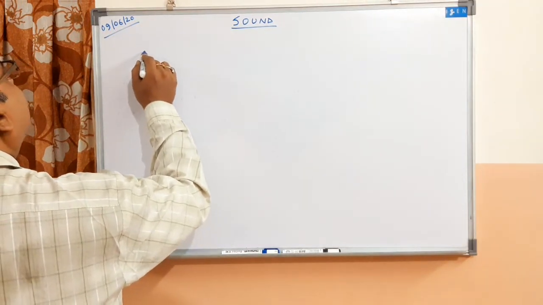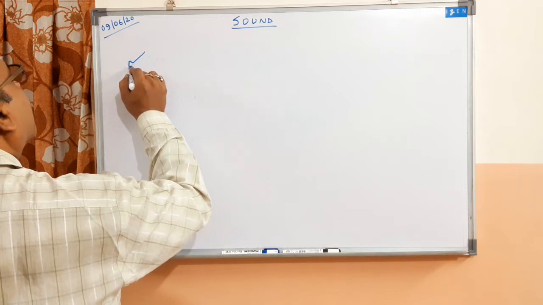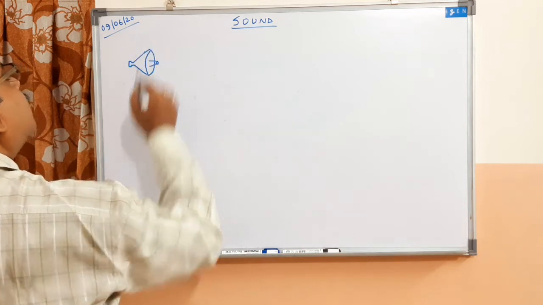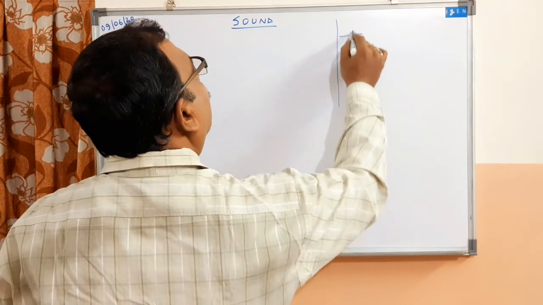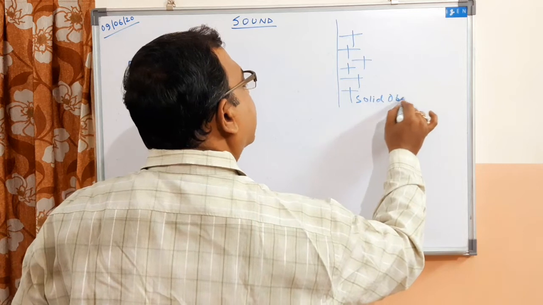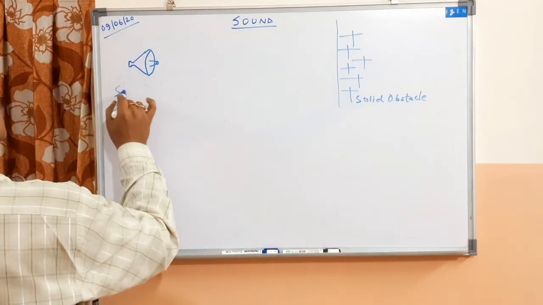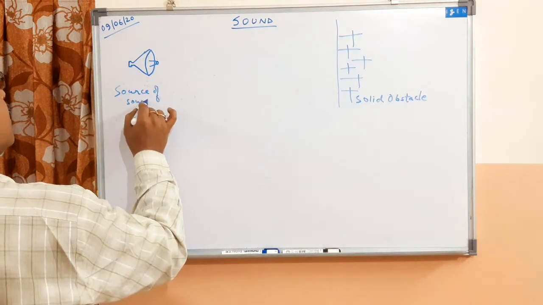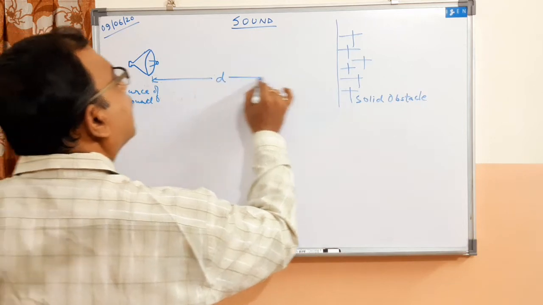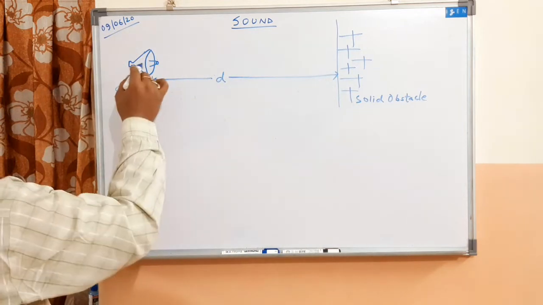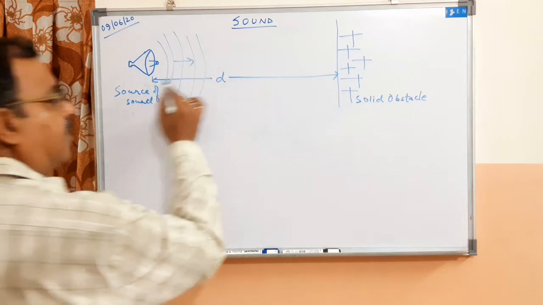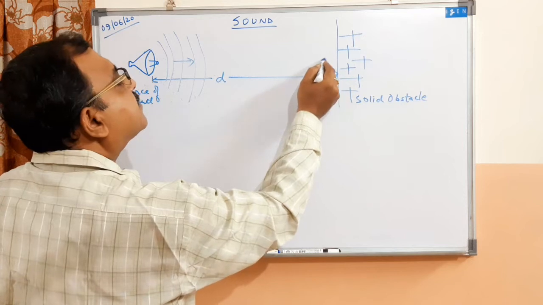Supposing here is a source of sound and here is a wall. This is the solid obstacle and this is the source of sound. The distance between the source of sound and the solid obstacle is supposing d. So as sound is produced in this way, it moves in the forward direction. After it hits the solid obstacle, it gets reflected back.